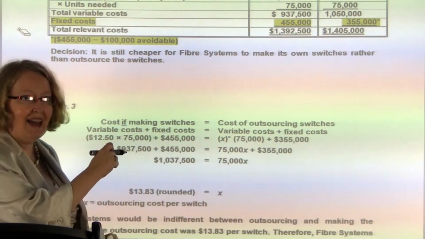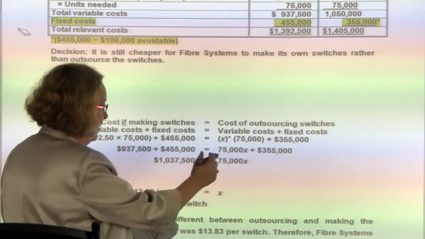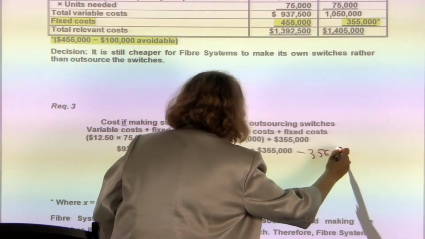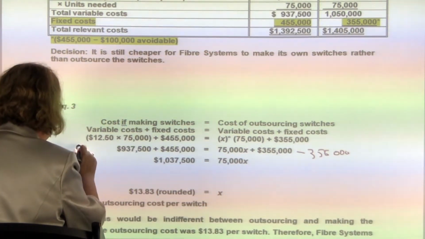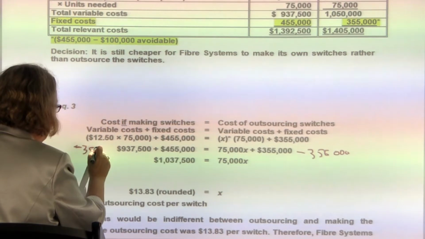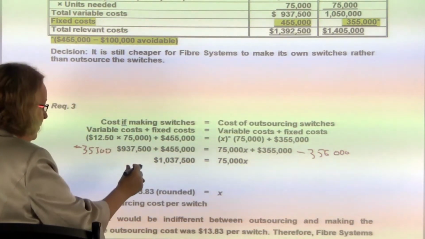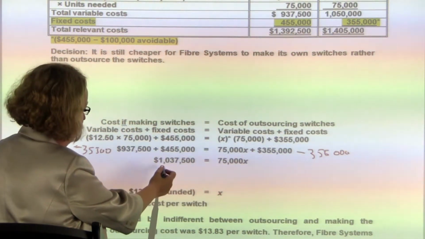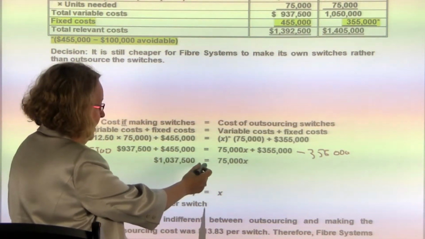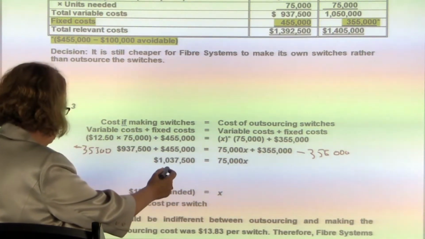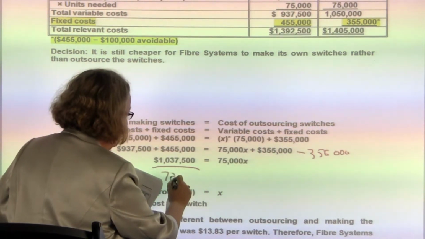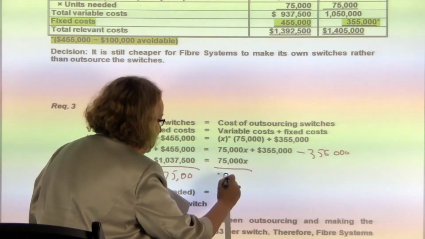Of course this is straight math here, so what we want to do is get your X on one side of the equation. So we're going to subtract your 355 from both sides of the equation. This will leave you on this side of the equation with 1,037,500 equals 75x. Then we're going to divide both sides by 75 because we're trying to get the unknown on one side of the equation.